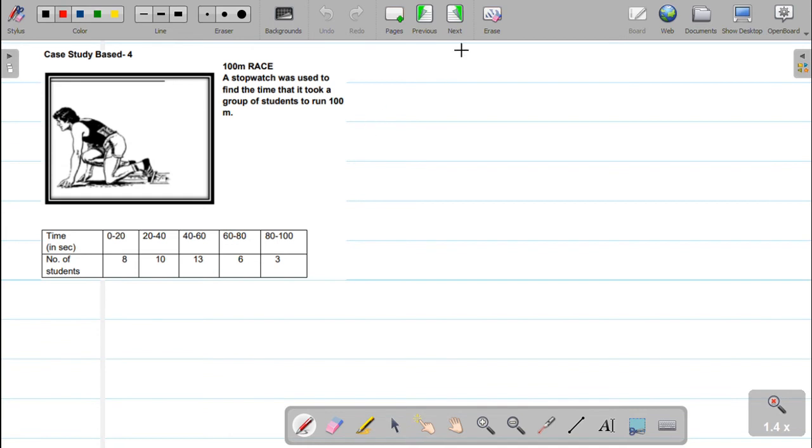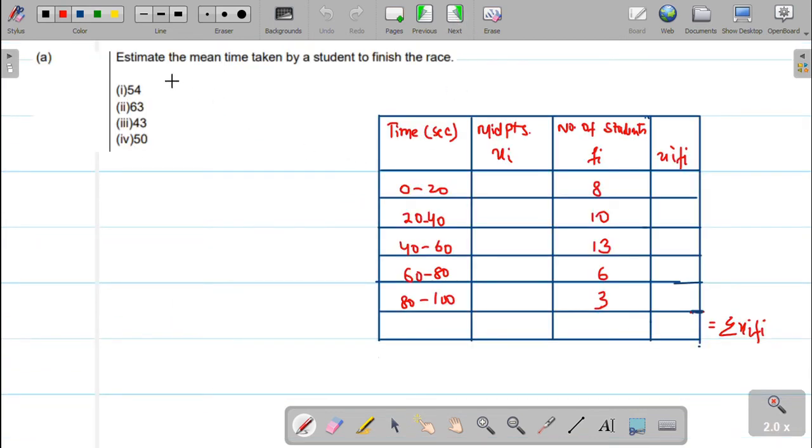Okay, so the first question they have asked here is, estimate the mean time taken by a student to finish the race. I have made the data here. So how do we do it? We take the midpoints here. So this will be 10, this will be 30, this will be 50, then 70, then 90.